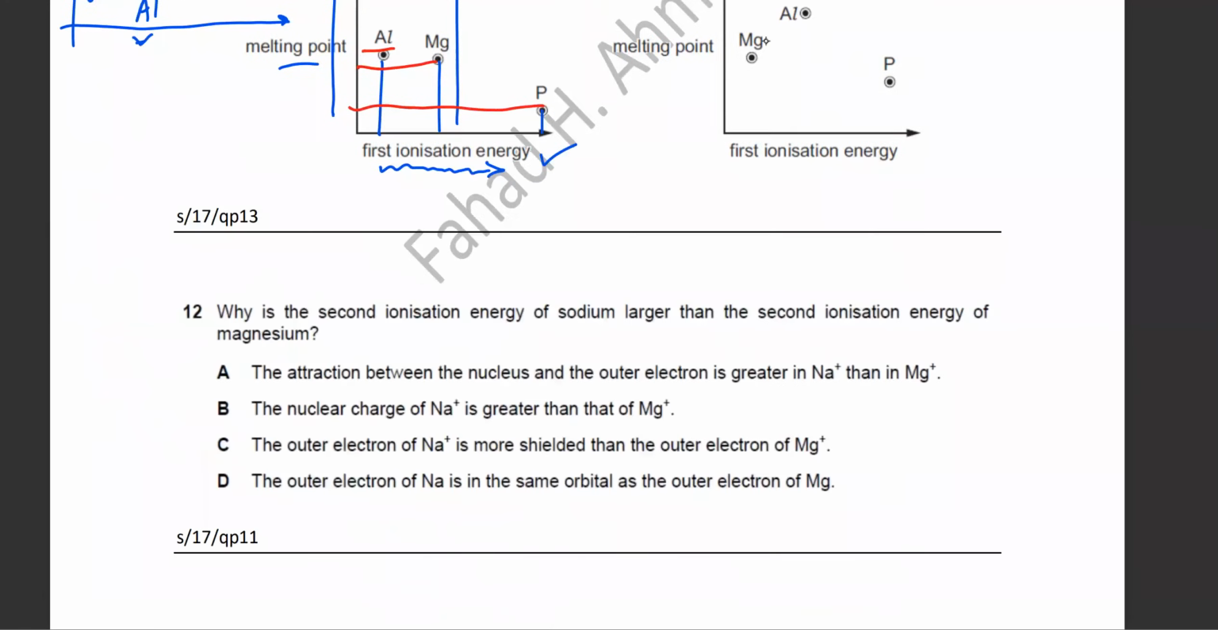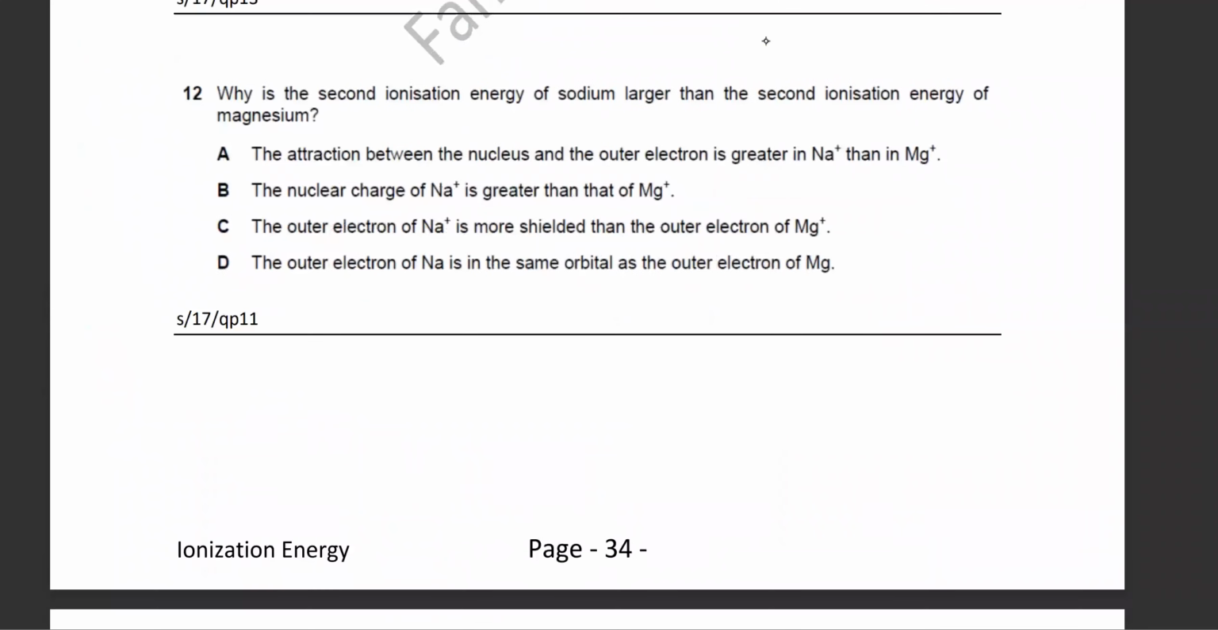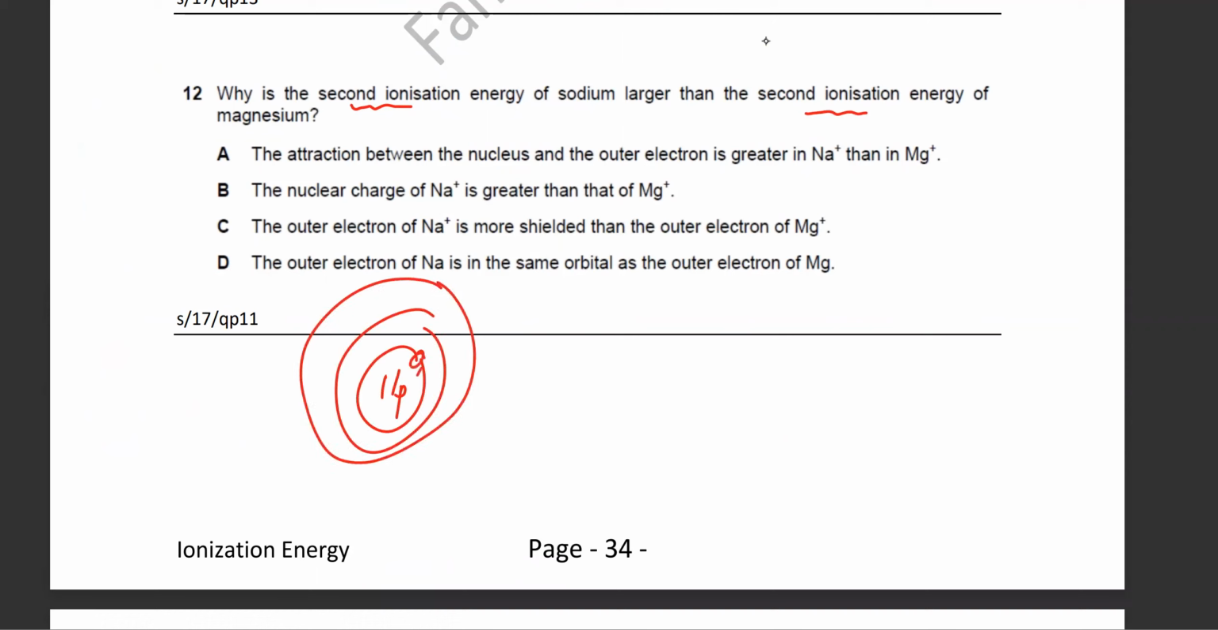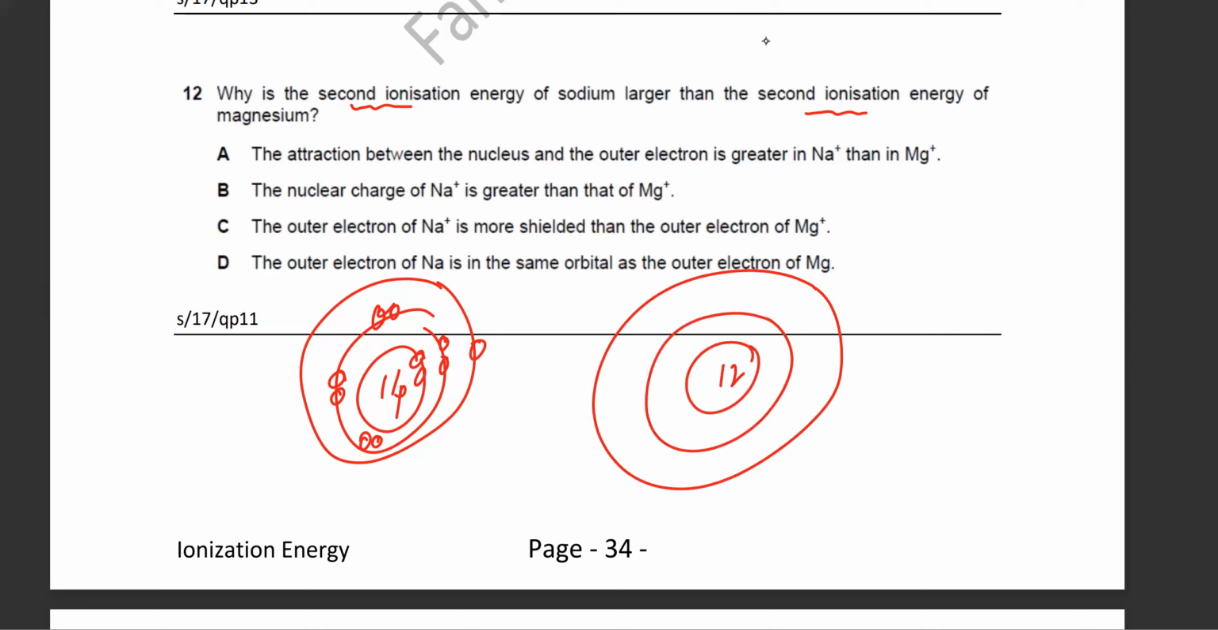So next, why is the second ionization energy of sodium larger than the second ionization energy of magnesium? Now this is not about the first. Remember, we studied first ionization energies only. Now he's trying to compare the second ionization energy. So sodium has 11 protons, and it's 2, 8, and then 1, right? And the other one is 12, so it's 2, 8, and 2.